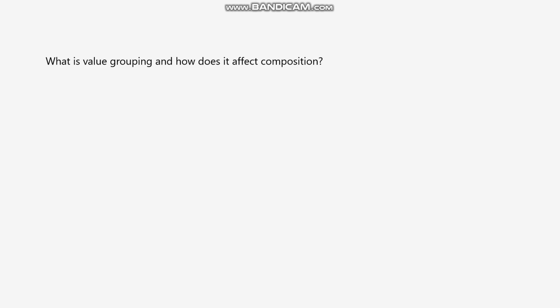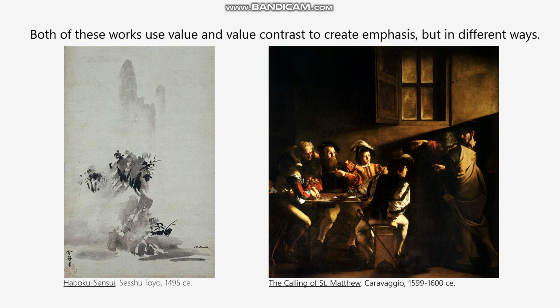So what is value grouping? How does it affect composition? And let me say that sometimes value can function in more subtle ways, other than these two really obvious examples, in terms of creating emphasis. But these are probably the two most extreme examples I could find. One where our eye is literally drawn to the areas that are absolutely the lightest areas in an overall dark, and vice versa.